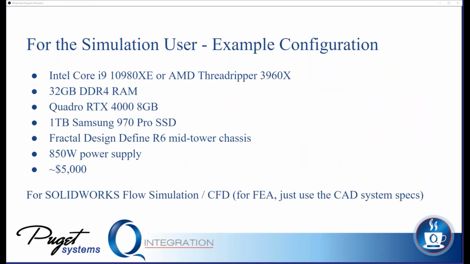And then kind of an example configuration of what one of these simulation workstations looks like. At Intel, again, Core i9 10980XE or AMD Threadripper 3900X, 32 gigs of RAM. And again, you could do 32 on either of these platforms and still have room to add more memory later. Same RTX 4000 and 1 terabyte SSD we recommended before, but these CPUs require a bigger motherboard, which means a bigger chassis. They also are more power hungry, so a bit bigger power supply. Something like that comes out around the $5,000 mark. And again, that's primarily aimed at SolidWorks Flow Simulation and CFD stuff. If you're doing exclusively finite element analysis, you can get away with just one of the normal CAD systems instead.